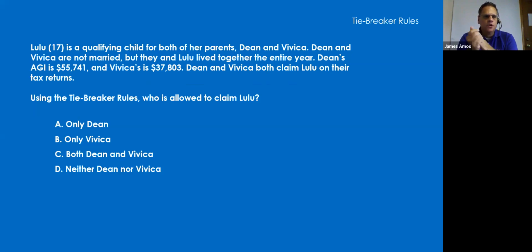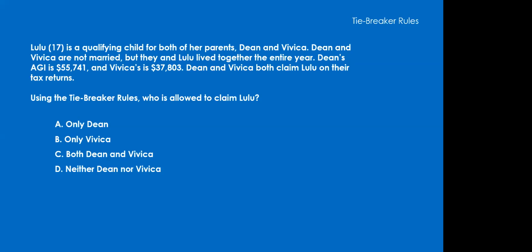Okay? So Lulu, 17, is a qualifying child for both her parents, Dean and Viveka. Dean and Viveka are not married, but they and Lulu live together the entire year. Dean's AGI is $55,741 and Viveka's is $37,803. Dean and Viveka both claim Lulu on their tax returns. Who gets to claim Lulu under the tiebreaker rules? Dean. You're right. It's only Dean.